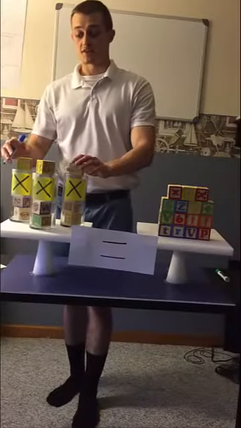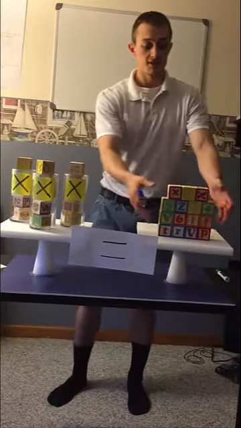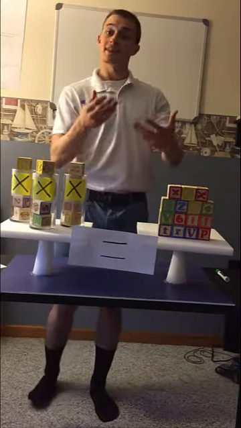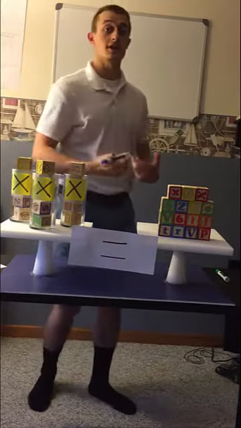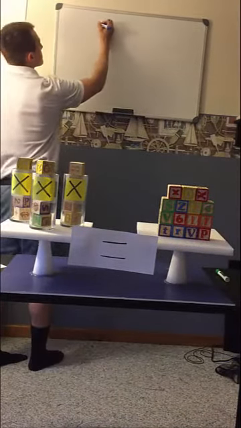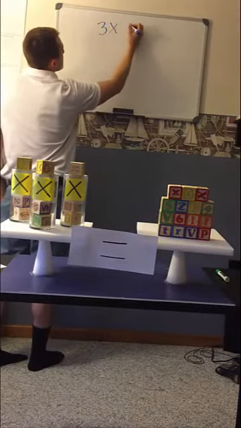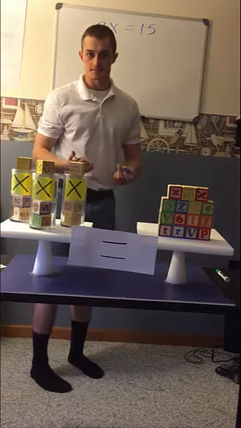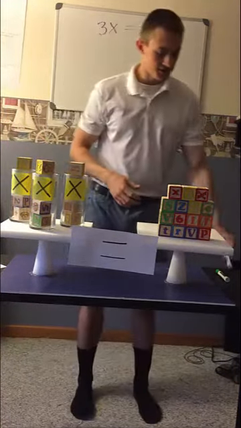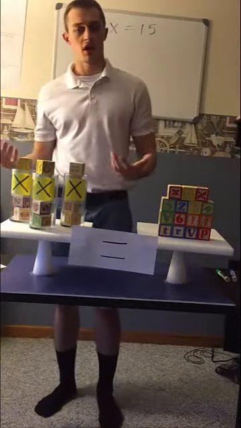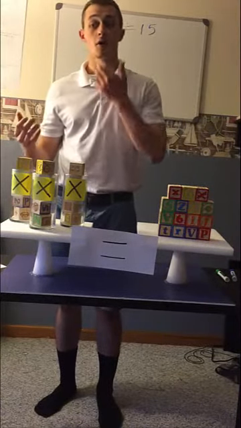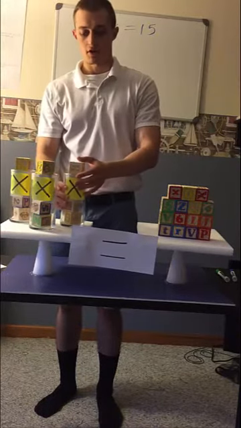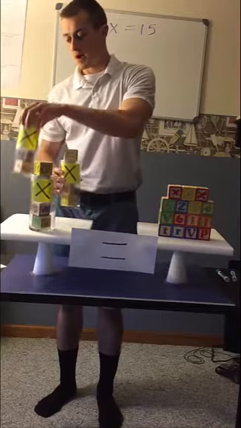So if you said that it took 3 x's to equal 15 total blocks on this side, you're absolutely correct. And the way that we would describe that with an algebraic equation would be like this: 3x equals 15. Fantastic. The problem was, it took us a really long time to figure out how many blocks were in each x. So we are going to come up with a quicker way of doing that.